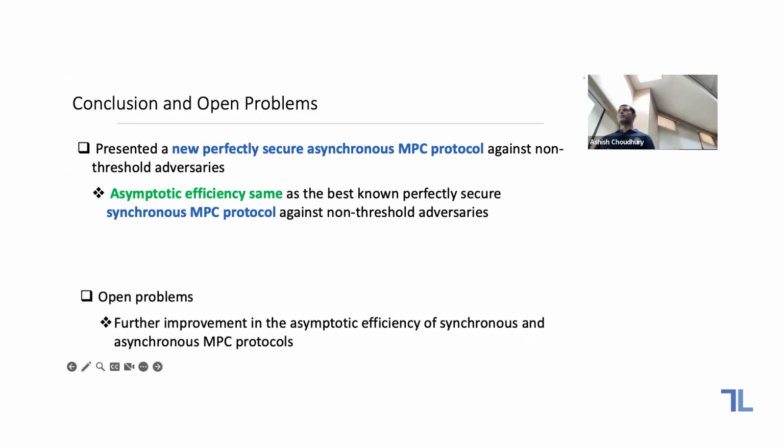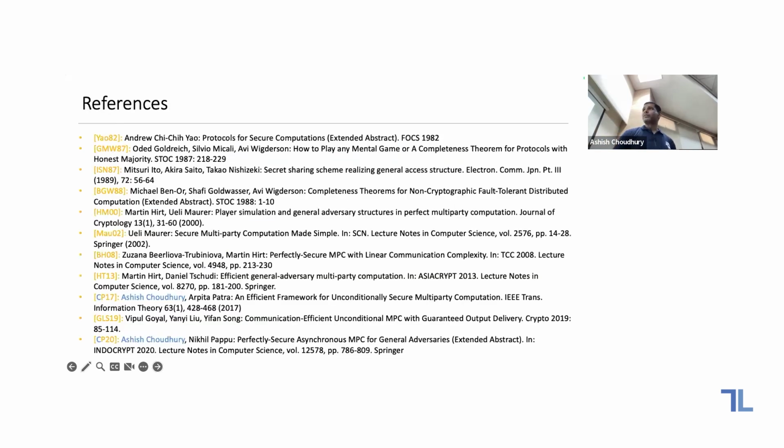There are a lot of open problems here. The first open problem is, can we further improve the asymptotic efficiency of both synchronous as well as asynchronous MPC protocols against non-threshold adversaries? And can we have lower bounds? That's an interesting question. There is nothing known with respect to non-threshold adversaries. These are the references which I have used in my presentation.